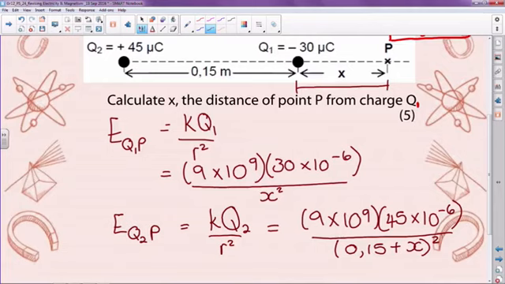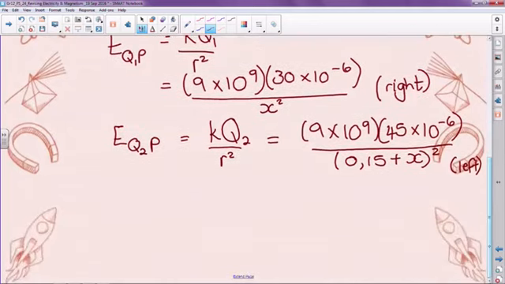Well, they said to me that E net was 0. Here direction is really important. Q1 is negative. That means the direction of this field is towards Q, it's to the right. The direction for Q2 is to the left because it's positive. Okay, that's important because now, watch what happens here.